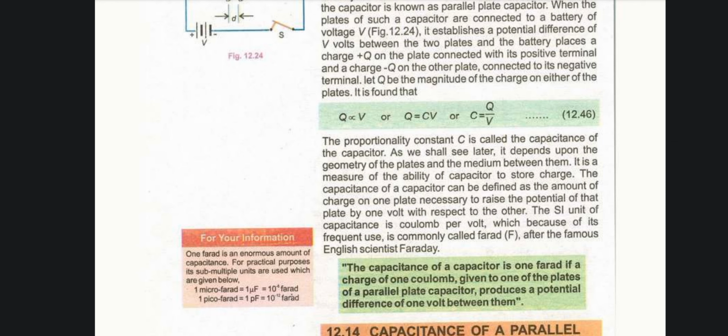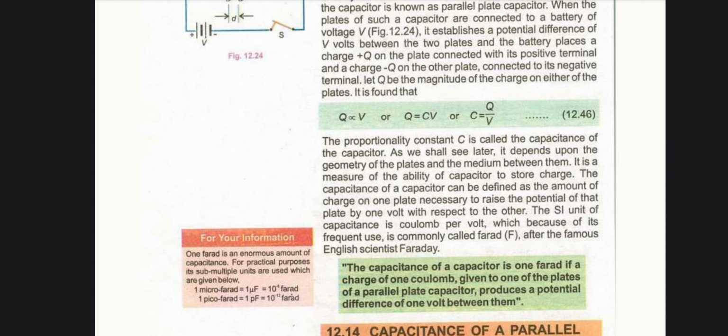Let Q be the magnitude of the charge on either of the plates, and it's found that Q is directly proportional to V, or Q = CV, where C = Q/V. The proportionality constant C is the capacitance of the capacitor, as we shall later see that it depends upon the geometry of the plates and the medium between them. It is the measure of the ability of a capacitor to store charge.